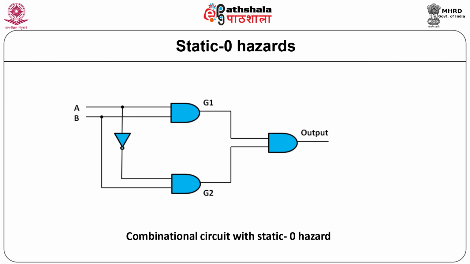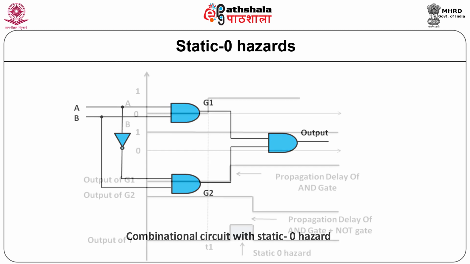Let us now study the hazards in any combinational circuit in general. To demonstrate the hazards in general combinational circuit, let us consider the circuit as shown here. This circuit consists of 3 AND gates and a NOT gate along with their interconnections. This figure also indicates the waveforms at various points in the circuit and the glitch generated at the output.